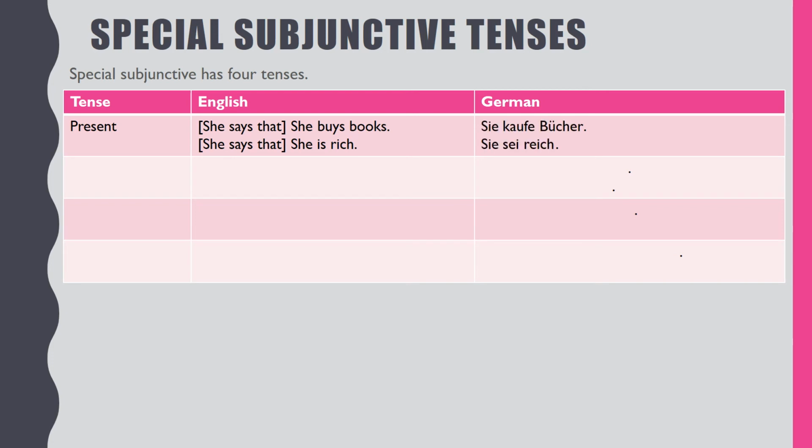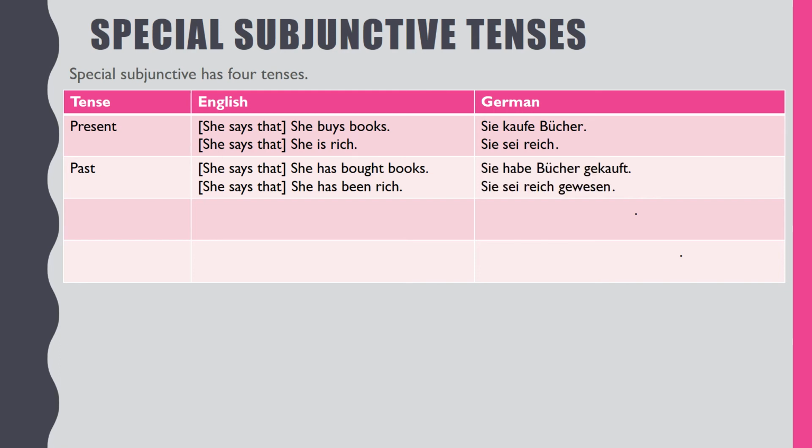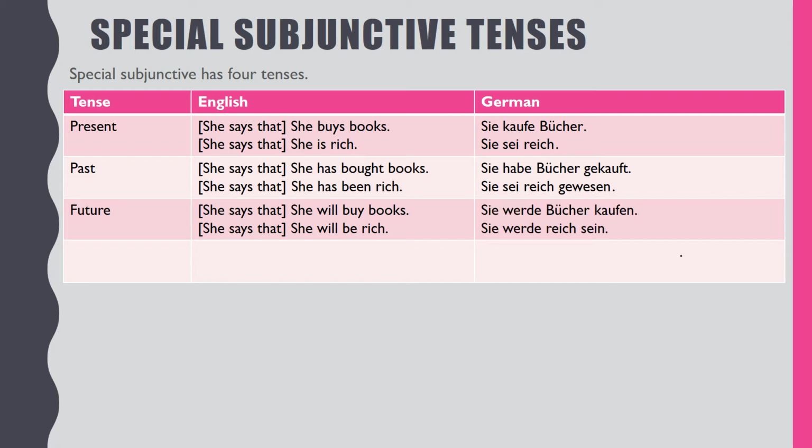In German, this is sie kaufe Bücher, or sie sei reich. For past tense, we have she says that she has bought books, or she says that she has been rich. Sie habe Bücher gekauft, or sie sei reich gewesen. For the future, we have she says that she will buy books, or she says that she will be rich. In German, this is sie werde Bücher kaufen, or sie werde reich sein.